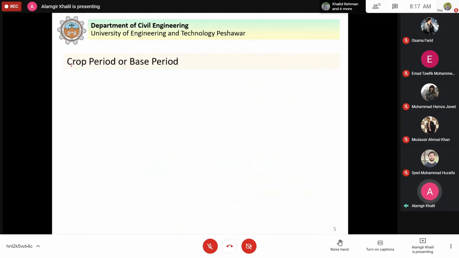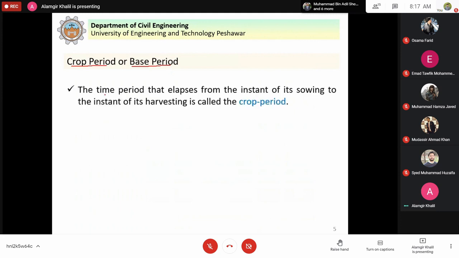Next, we discuss the crop period or base period. Some basic concepts. The time period that elapses from the instant of sowing to the instant of harvesting is called the crop period. So what is the crop period? It is the time period that elapses from the instant of sowing a crop to the instant of its harvesting.